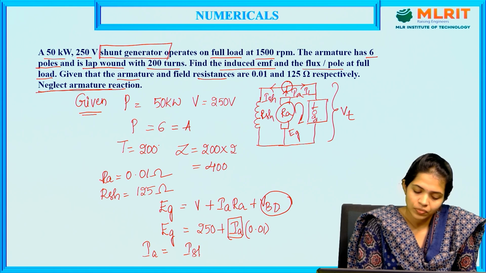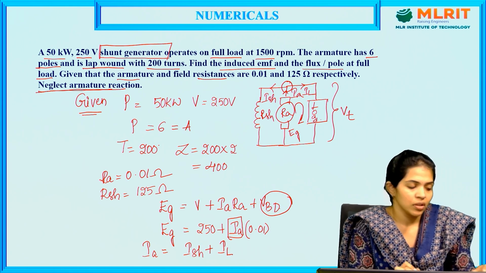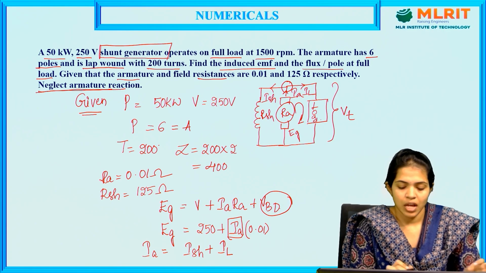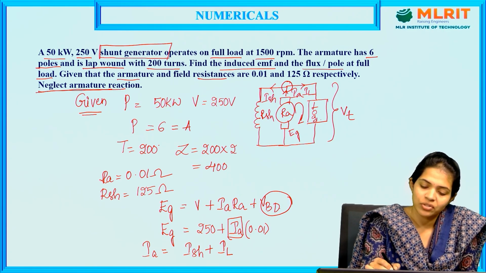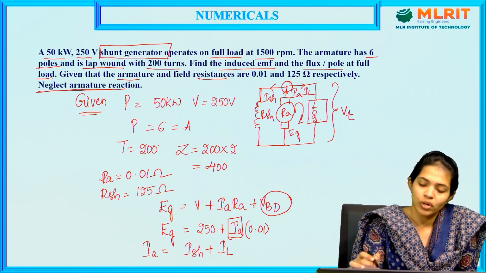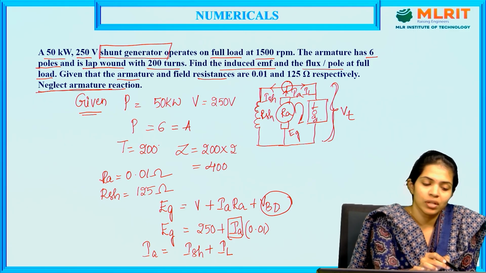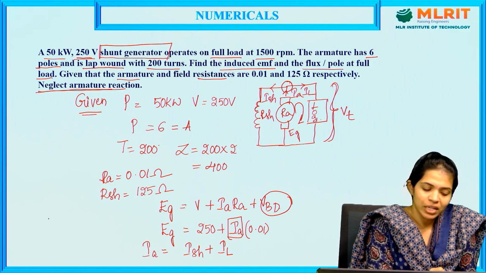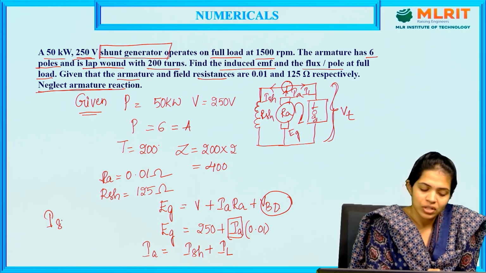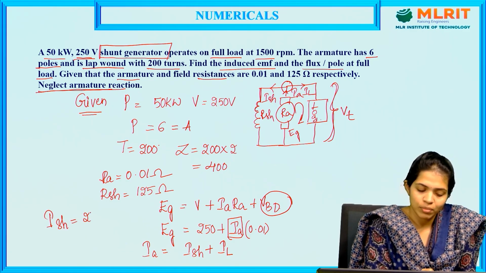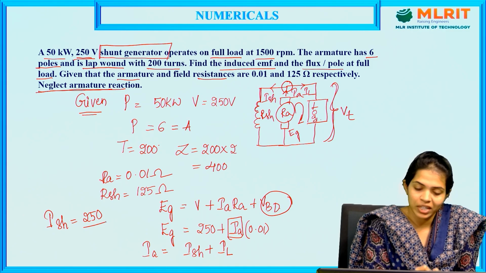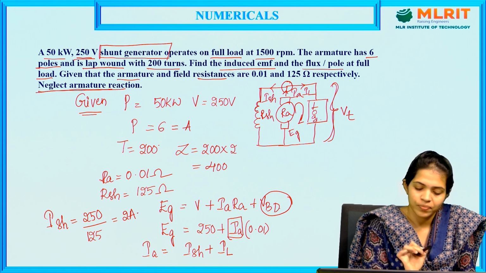Ia equals Ish plus IL. As we know, these are parallel branches. So the voltage appearing across the load terminals, given in the question as 250 volts, can be used for calculating the Ish current, which is nothing but 250 divided by Rsh. Rsh is 125, so we get 2 amperes.